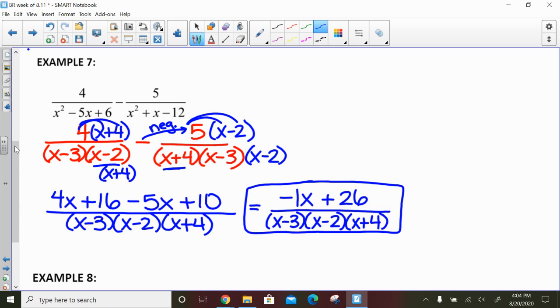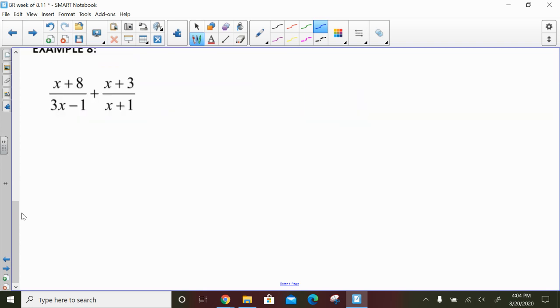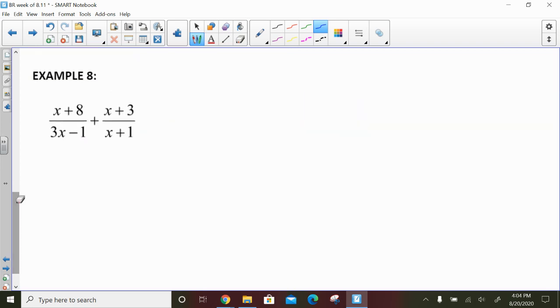Okay, and then one more example would be example 8. All right, so when we look at example 8, nothing needs to be factored to start with. So all you're trying to figure out is what do you need to multiply by on each side. In this case, the 3x minus 1 needs to be multiplied here on the top and the bottom, and the x plus 1 needs to be multiplied here, top and bottom. All right, so I'm going to rewrite that so I know what we have.